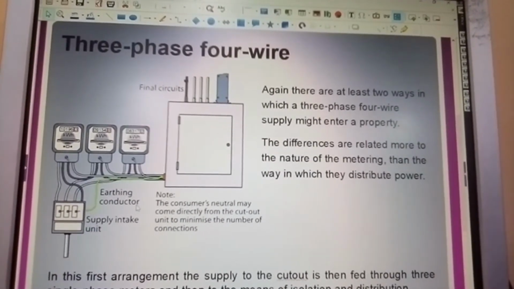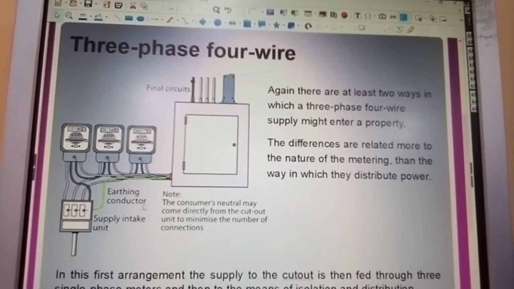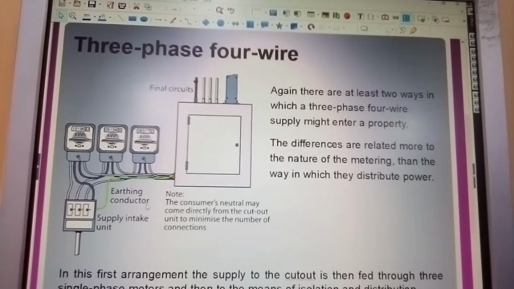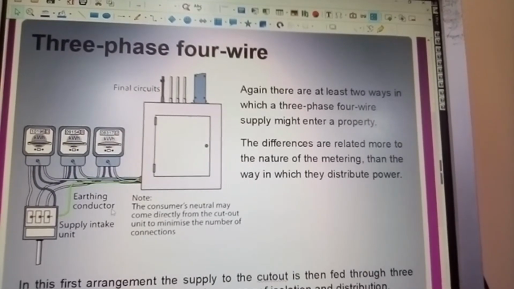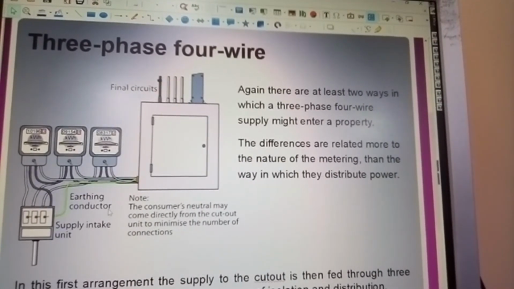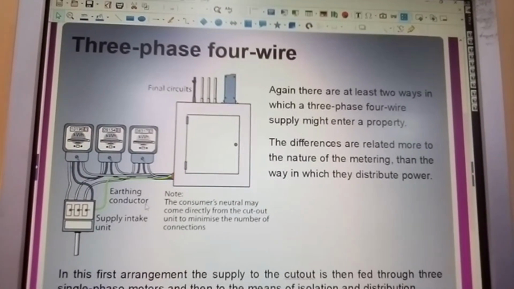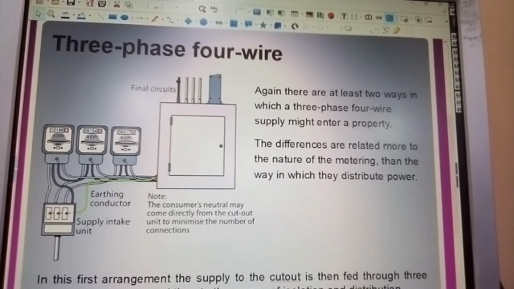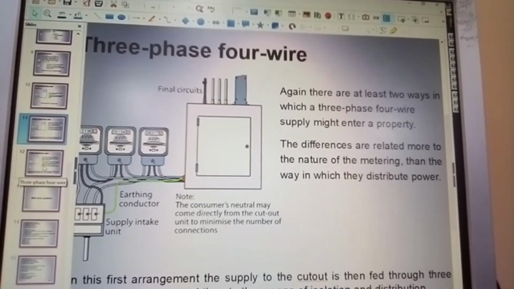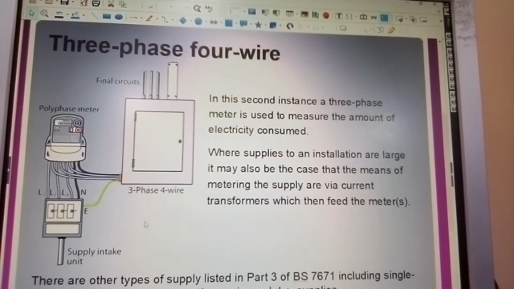Again, there are at least two ways in which a 3-phase 4-wire supply might enter a property. The differences are related more to the nature of the metering than the way in which they distribute power. In this first arrangement, the supply to the cutout is then fed through 3 single phase meters and then to the means of isolation and distribution. Three-phase 4-wire supply system.